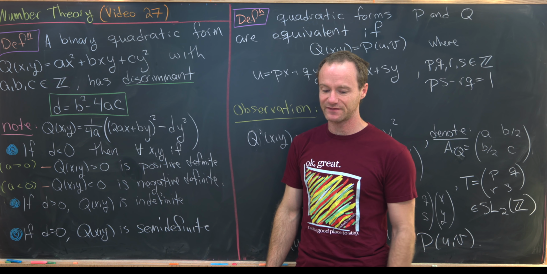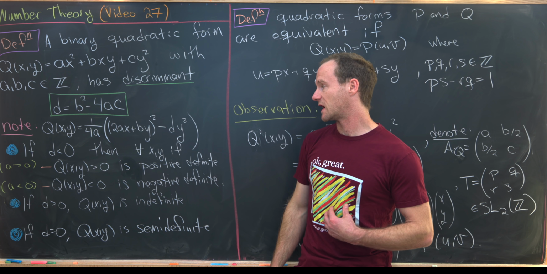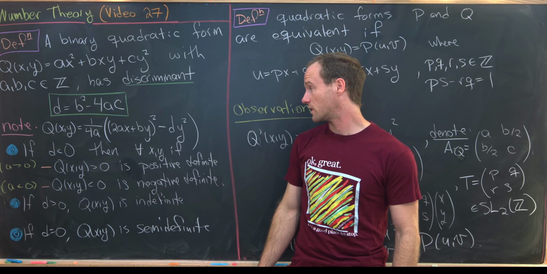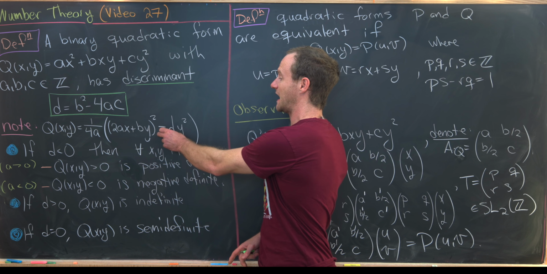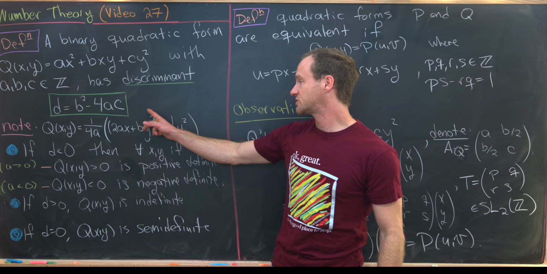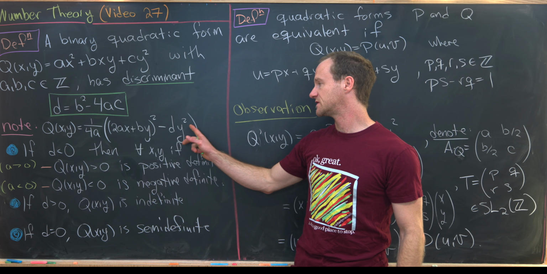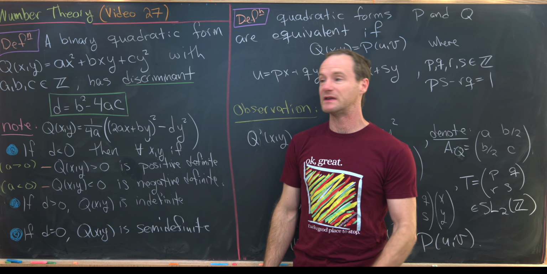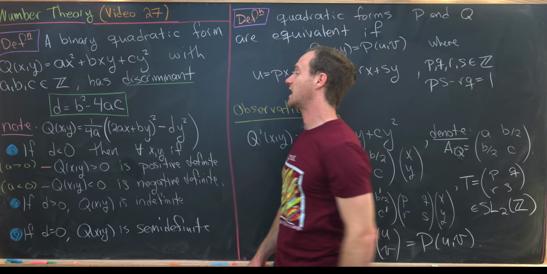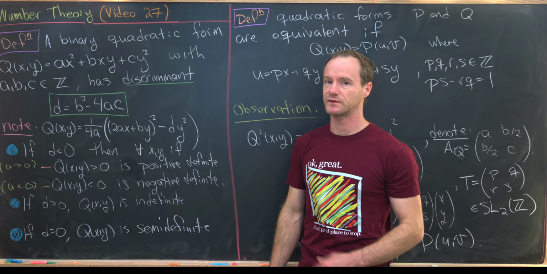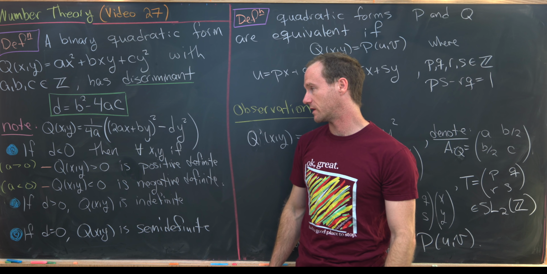Now the sign of this discriminant will give us a lot of information. If d is less than 0, then this minus d is always bigger than 0. That means this term, which is always squared, and this term, which is always squared, will always be positive. Well, of course, unless x and y are both 0, but that's the case we're not really worried about.